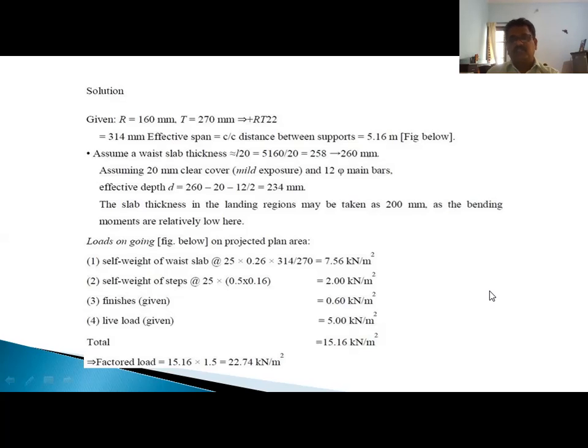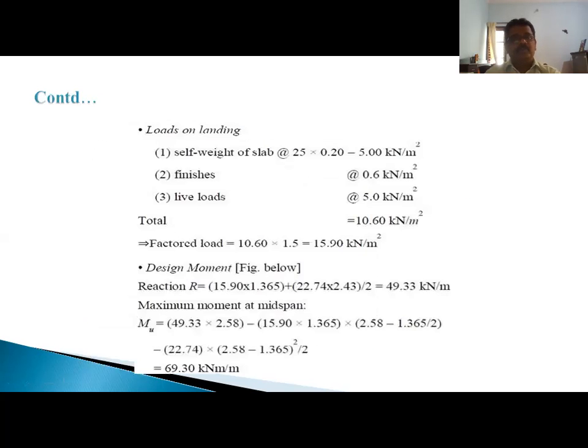So we have to apply a factor to this. Therefore, factored load, that is 15.16 into 1.5, will get 22.74 kilonewton per meter square. This is the maximum load which is coming on the projected area of your plan, that is nothing but the flight area. Next, the loading coming on the landing portion.